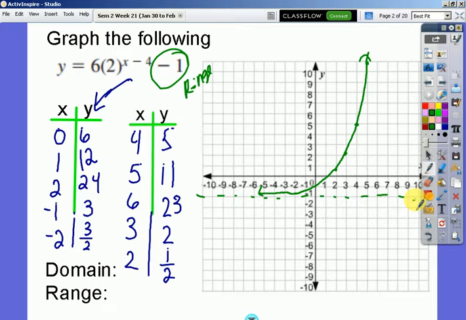So, with that being said, what is your domain? All real. Right. How'd you know it was all real? Yeah, it goes both directions, exactly. You have arrowheads on both directions, so it's all real. What's your range? Right. Y is greater than -1. -1 all the way up to positive infinity.